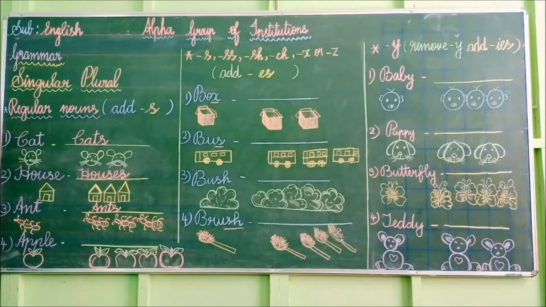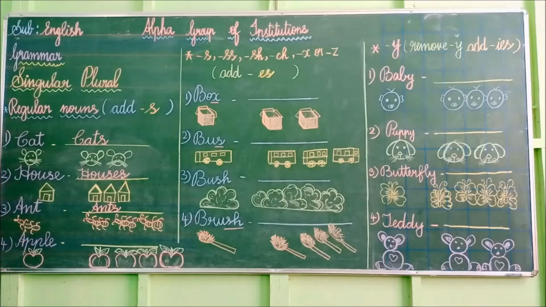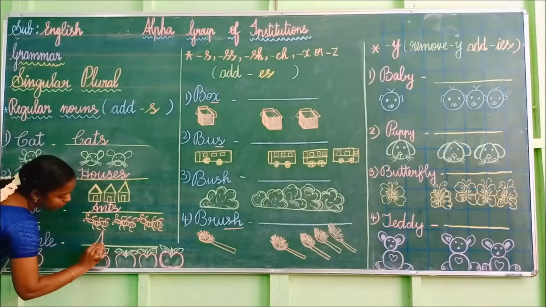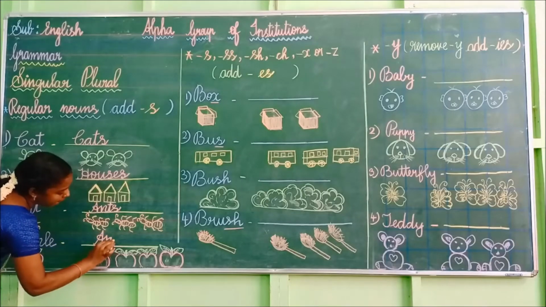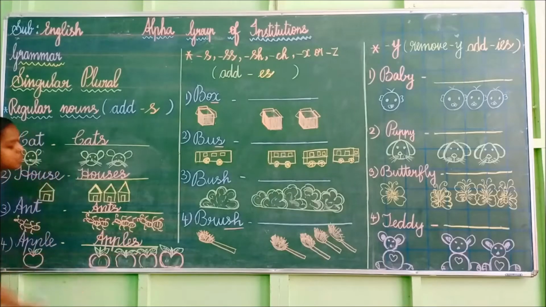See the next one. Apple. A-P-P-L-E. Apple. Here you have only one apple. So it is singular. Here you have 1, 2, 3, 4 apples. So you have to change the apple into plural. See, apple. The plural form of apple is apples. A-P-P-L-E-S.